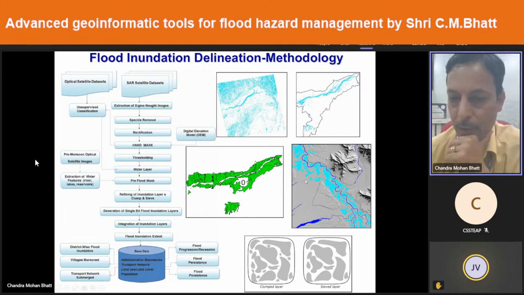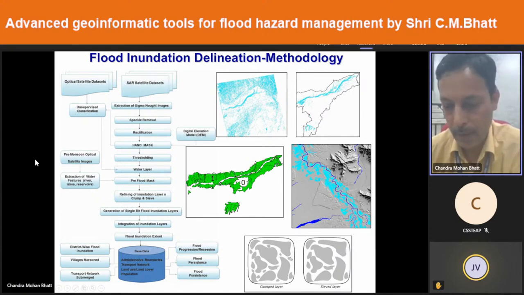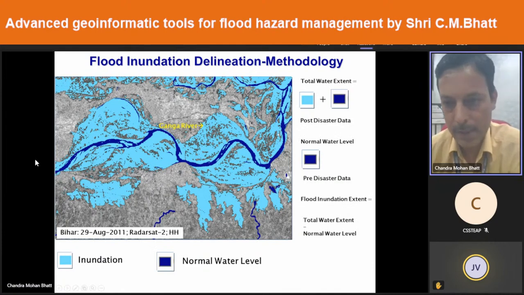Once this mask is applied, you can do some refining by putting it on the DEM and do some further refining to remove those isolated pixels and prepare the final flood hazard layer. So this is what it is. Basically, from the total water, you remove the pre-flood river water, and you get the final flood layer.